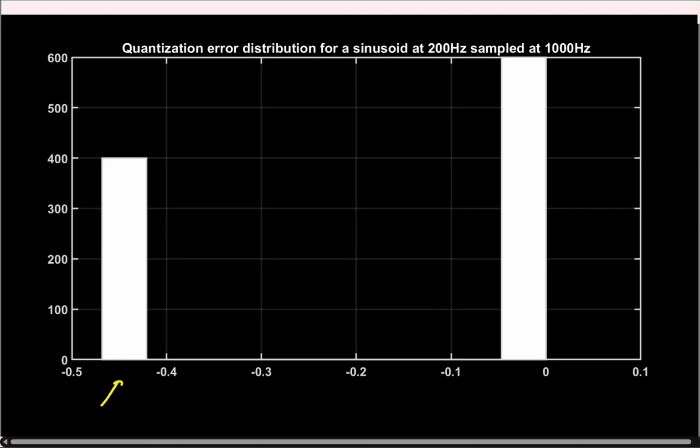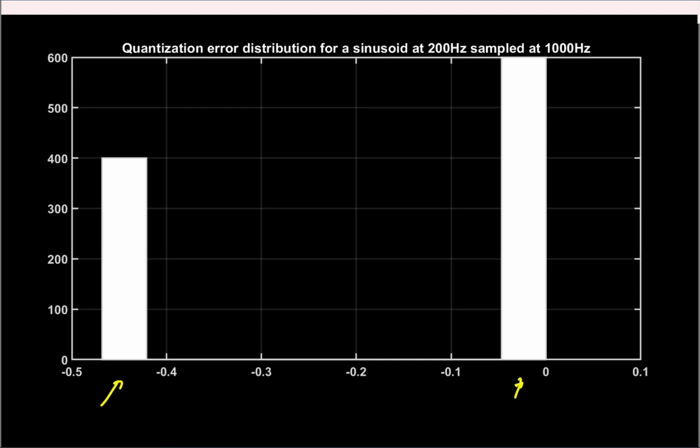And voila, I get this. So basically, I don't see it to be uniformly distributed. It seems to be taking only a few values. And even if I go for 10 bits, it doesn't change so much. So what do you think is happening? The frequency is a multiple of the sampling frequency.